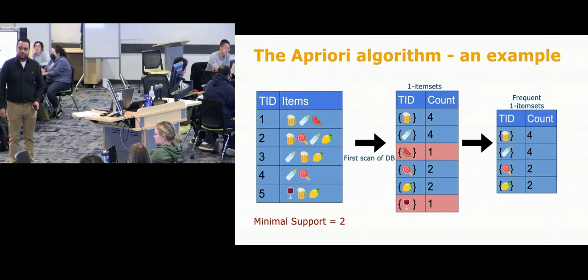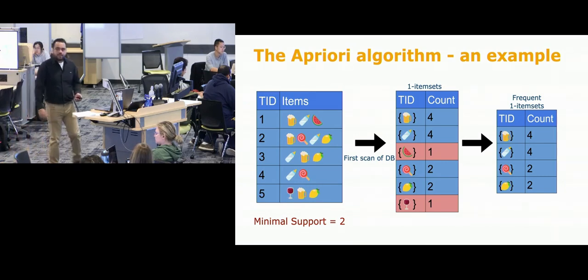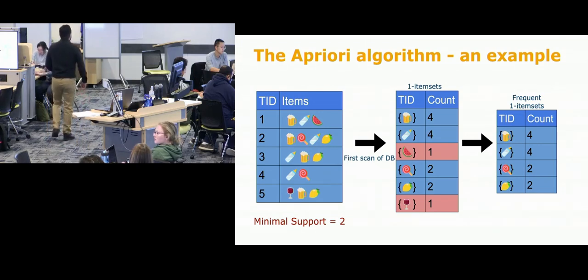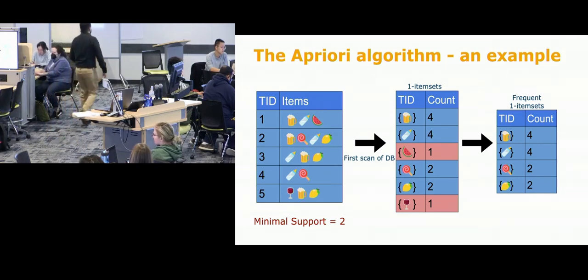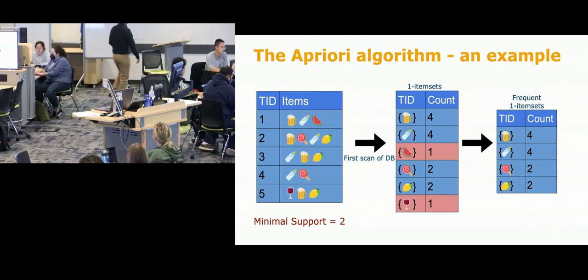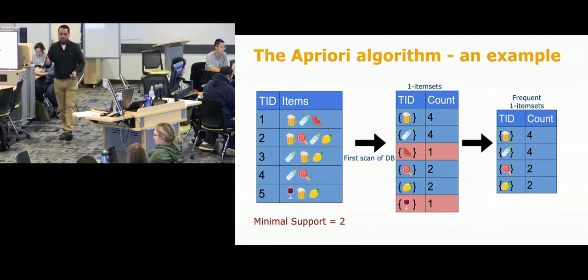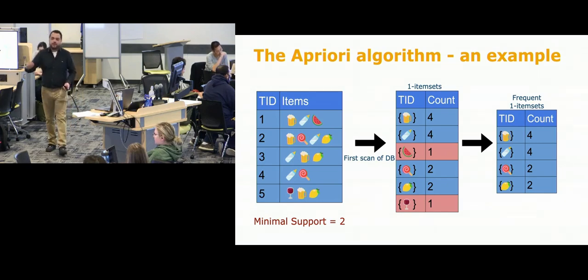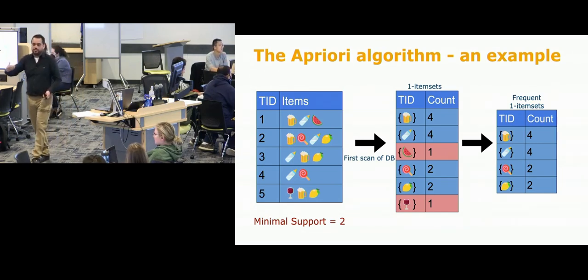So the first scan of the database will look for 1-item sets, right? That is just the raw counts of the different items. So you see beer, milk, watermelon, lollipop, lemon, and wine. Here are the counts of those. And we have a minimum support of 2. As you can see, 2 items immediately drop off, the watermelon and wine. Both of them occur only once, so we just drop them. So the frequent 1-item sets are these 4 items: milk, beer, lollipop, and lemon.